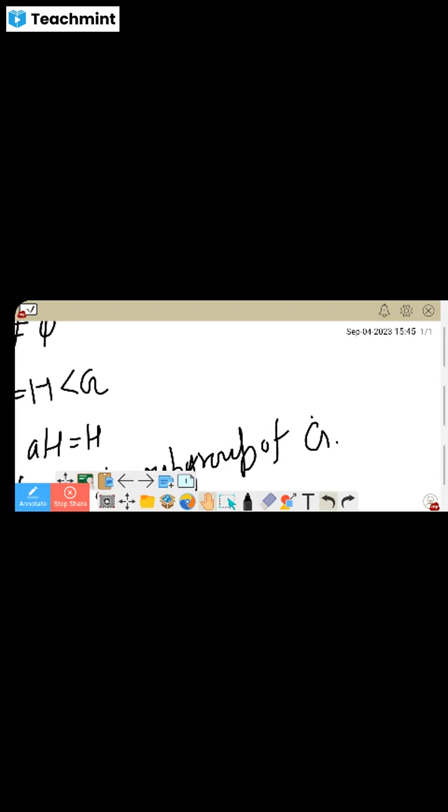Next topics: homomorphism, isomorphism, automorphism, and kernel. We have to do the definition of these three, kernel and image of homomorphism, with examples including inner automorphism. So let's do one by one. First of all, we do homomorphism, then isomorphism, then automorphism. Give me a few seconds.